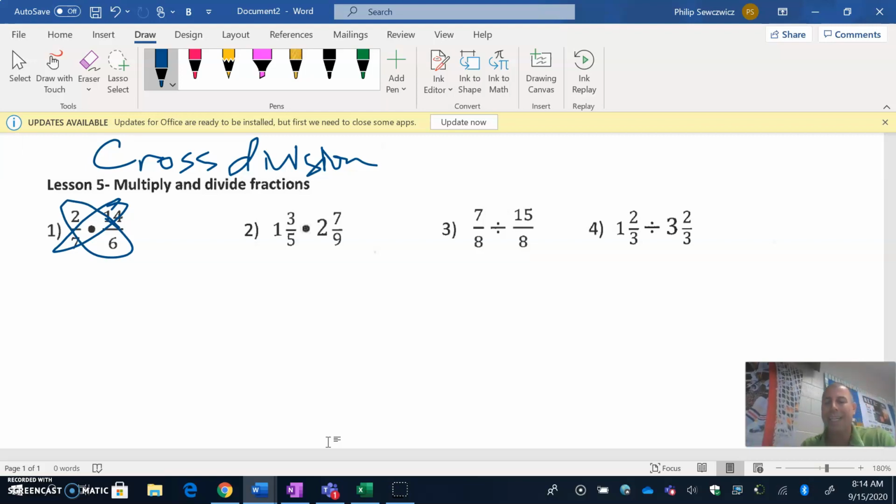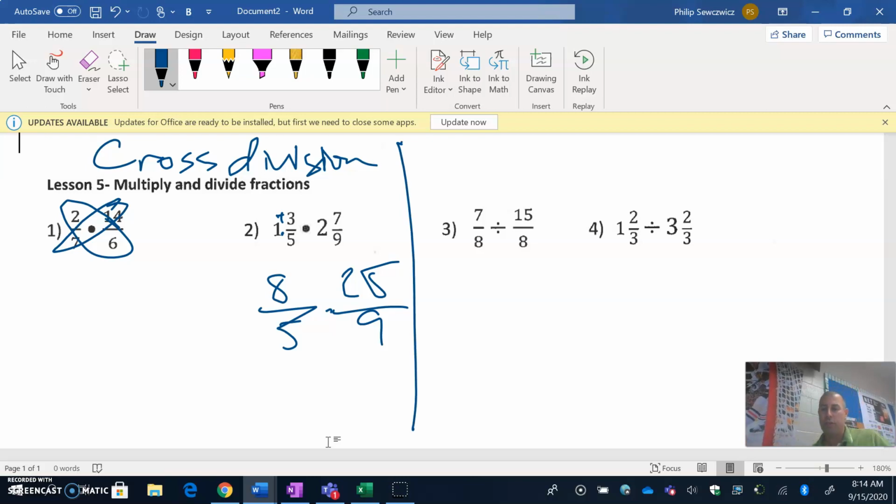Question 2, we needed improper fractions first, and then it was the same routine. So we got ourselves our improper fractions. Remember, we multiplied and we added. So there's 8/5, and then again we multiplied by the 25 ninths. Again, we did cross division, if there was any, but there wasn't with the 8 and the 9, but there was with the 5 and the 25.